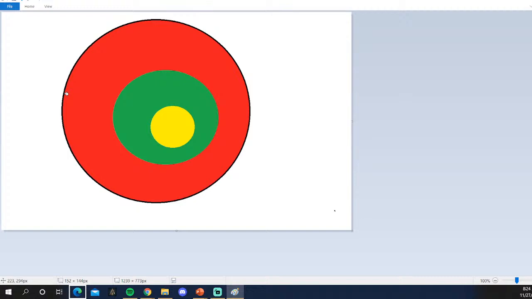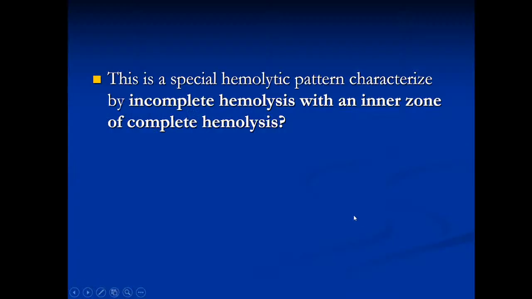All right. So there's an outer zone and an inner zone. So for alpha prime, the outer zone is the green one, and then it's followed by another hemolytic pattern inside. Okay, so clear. Hopefully it's clear, and hopefully it can be seen on YouTube as well. I think it's seen on YouTube. All right. Anyway, let's move on to this. This is a special hemolytic pattern. So that's alpha prime. That's the answer to that question.